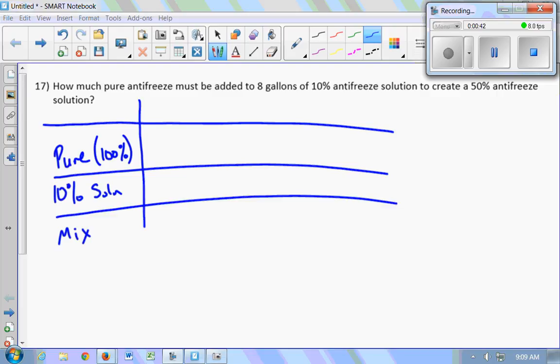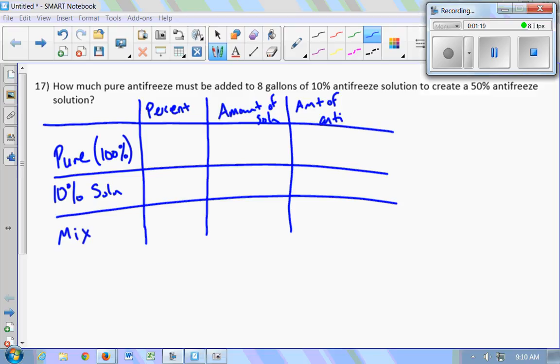So this is my standard approach for any kind of mixture problem: make a table like this. Those are the entries, the two things you're mixing together, and then the mix, those are the rows. And then for the columns, I put percent antifreeze, or percent whatever it is that you're mixing. And then the amount of the solution. And then the amount of antifreeze. Then we just fill in all the stuff we know.